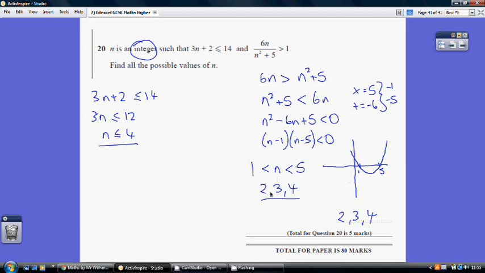So we need the values of n, remember, that satisfy both of these inequalities. So n has to be both less than or equal to 4, but also n has to be 2, 3 or 4. So 2, 3 and 4 also satisfy this inequality, so that our final answer is 2, 3 and 4.